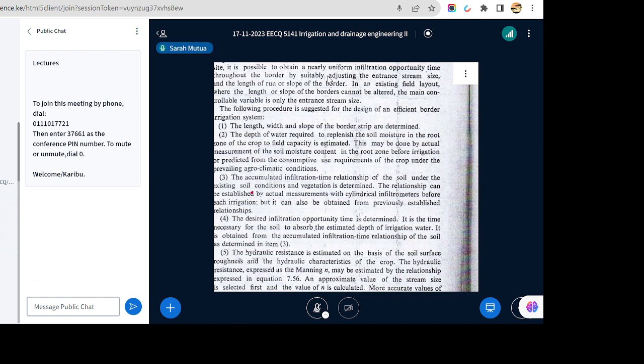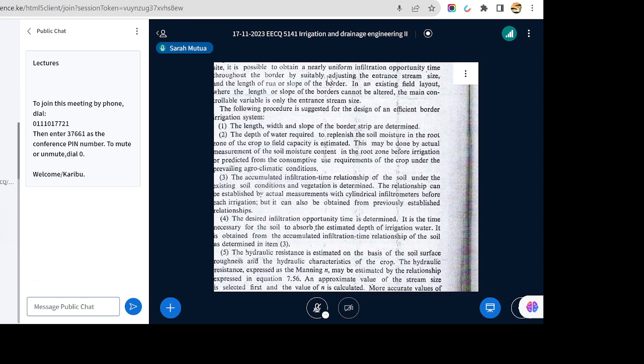Again, we're also talking about the slope. We're also talking about the crops. There are so many factors to consider when sizing these border strips, and those are factors we can find in Irrigation Engineering 1. So first, you determine the length, width, and slope of the border strip. Then two, you determine the depth of water required to replenish the soil moisture in the root zone.